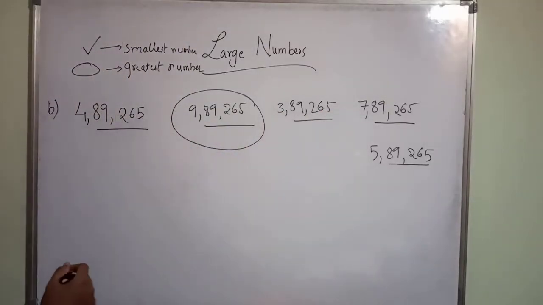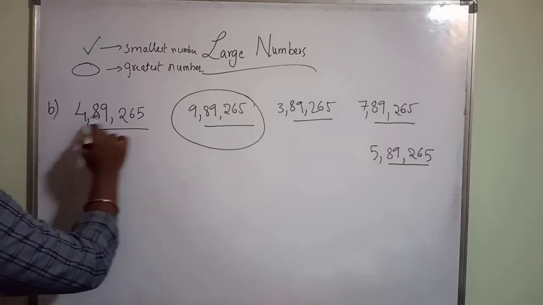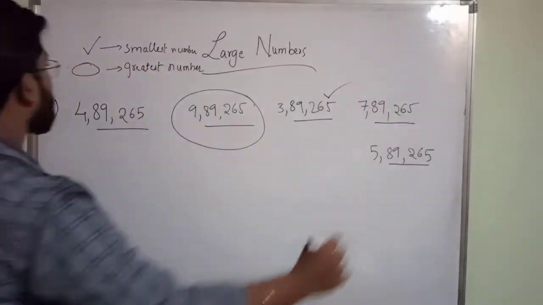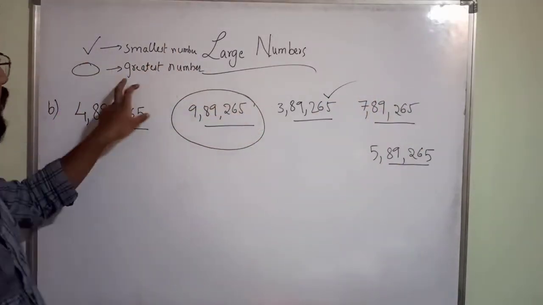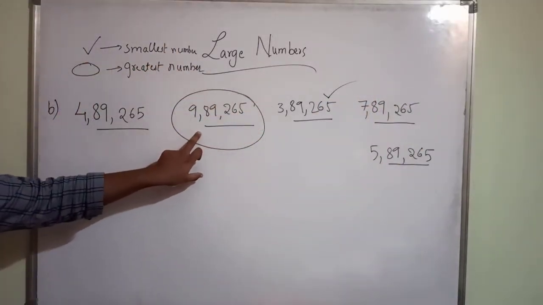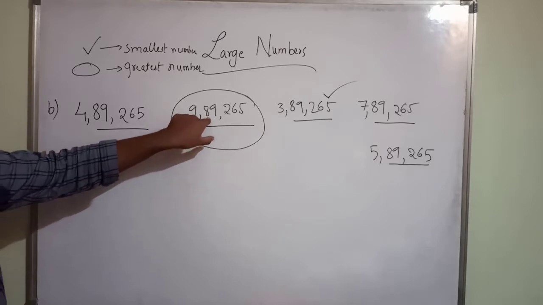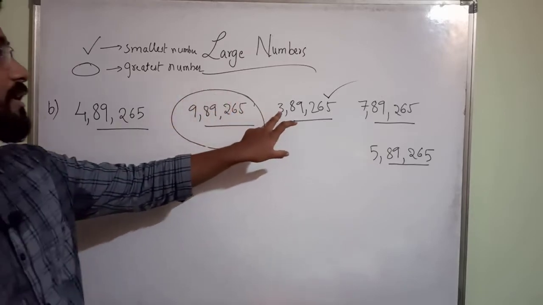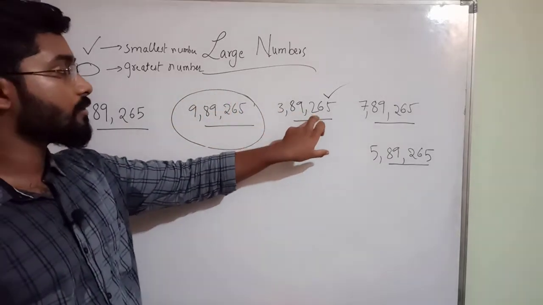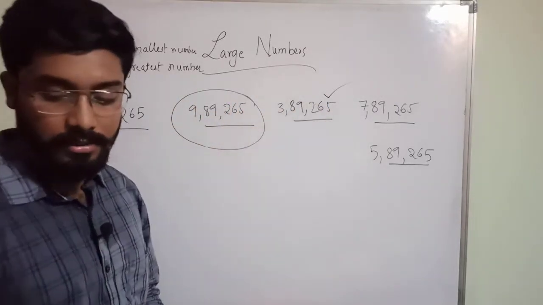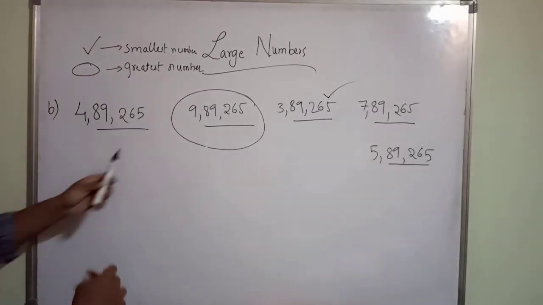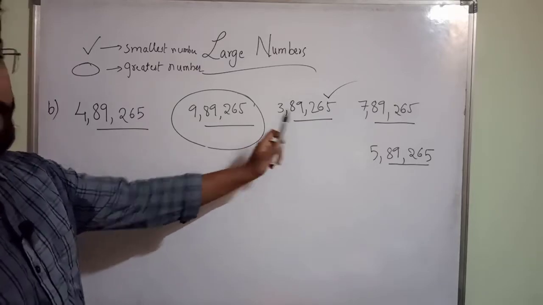Then what is the least one? 4, 3, 7, 5. Among this one is the least one. Smallest number tick and greatest number circle. Understood? 9,89,265 is the greatest number, whereas 3,89,265 is the least number, smallest number among these. So these are the answers. This is the greatest and this is the smallest.